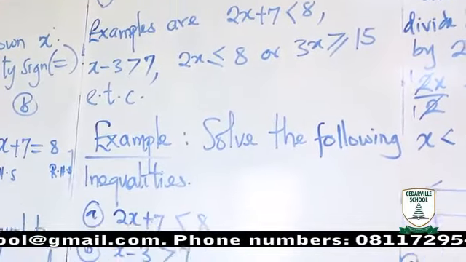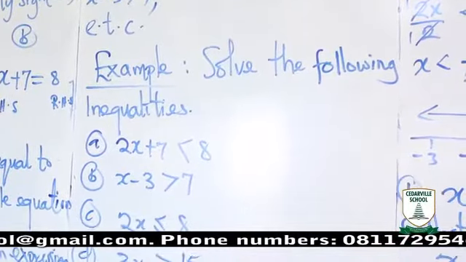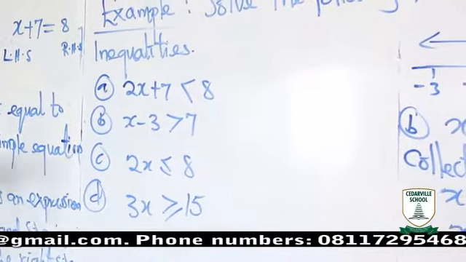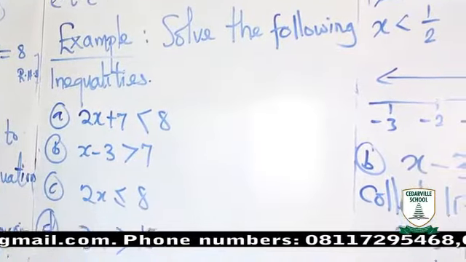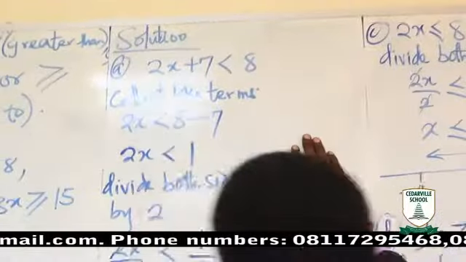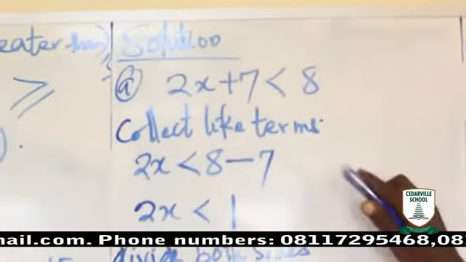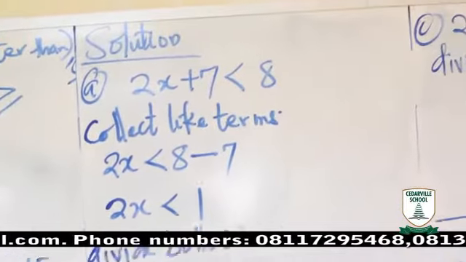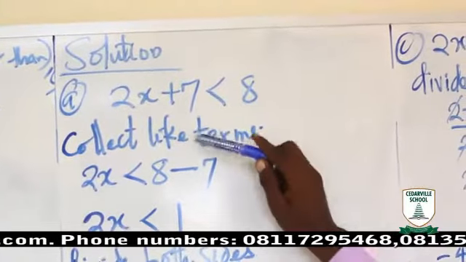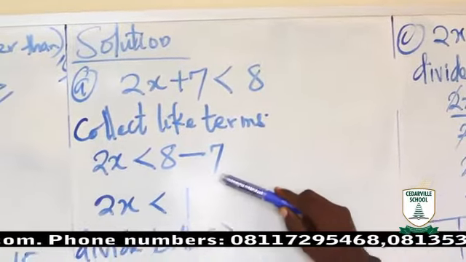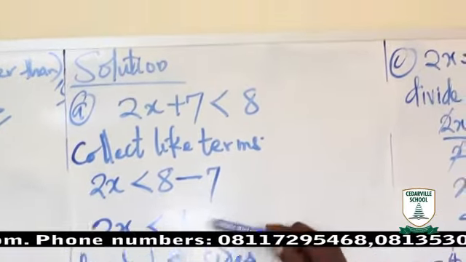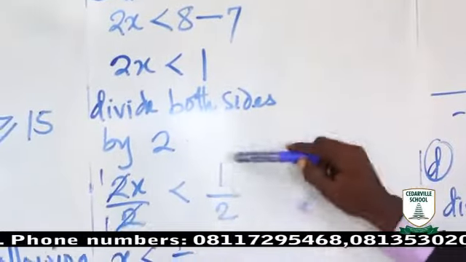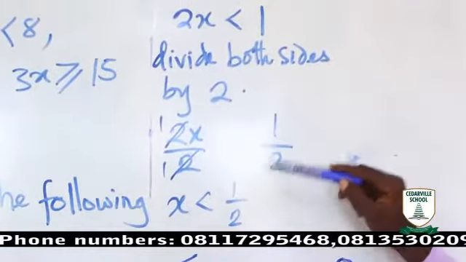From there, we looked at a few examples of the solution on how to solve the inequalities. Using these examples, we have A to D. And for the first one, we have 2x plus 7 less than 8. What do we need to do to solve this kind of problem? The usual way used to solve simple equations, you collect like terms. If you collect like terms, plus 7 comes here. We have minus 7. And 8 minus 7 is 1. To solve for x, you divide both sides by 2. And 2x over 2 less than 1 over 2 gives x less than 1 over 2.